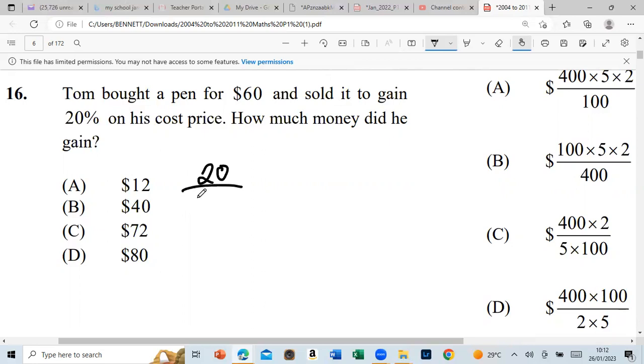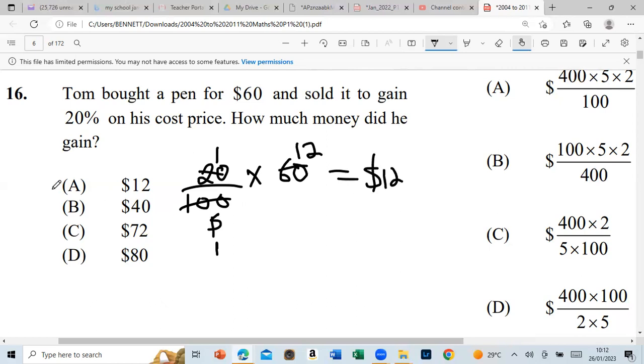20% is the same as dividing by 5, that many times, right? So this 5 into 60 goes 12. So it's equal to $12. So that is the A.